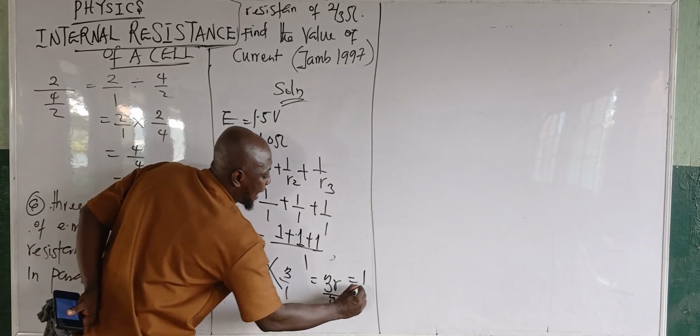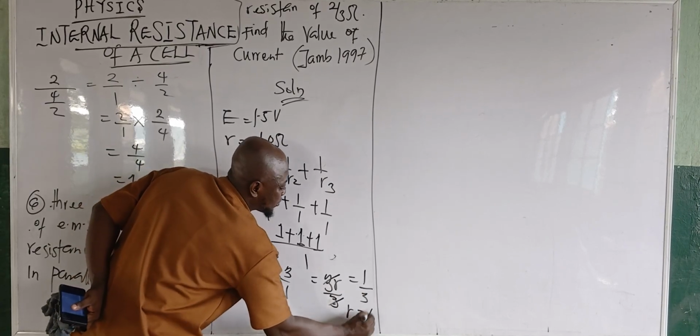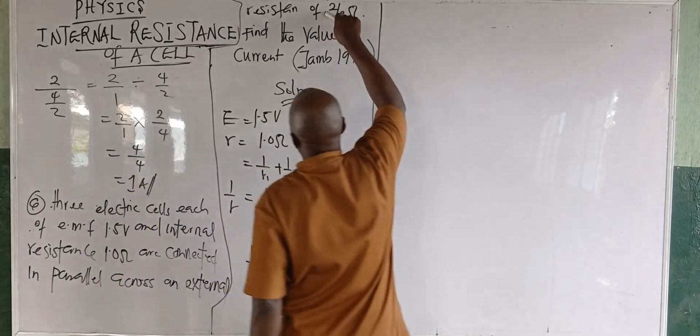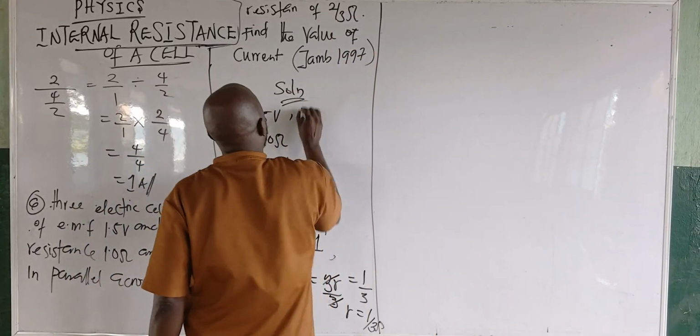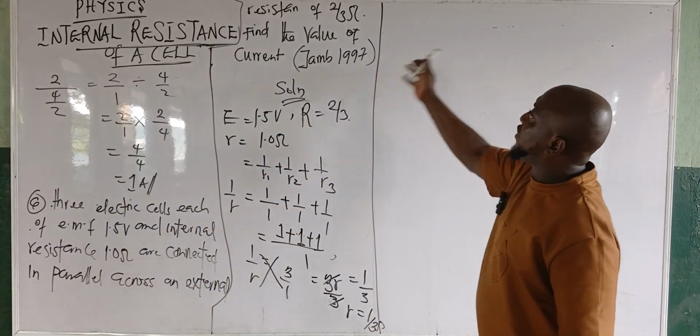We are looking for R, the new value for R. Divide both sides. So R now becomes 1 over 3. This is the new value for R. So don't forget that we are giving big R here. So big R is given to be 2 over 3. Don't forget that. So what do we find as our current?